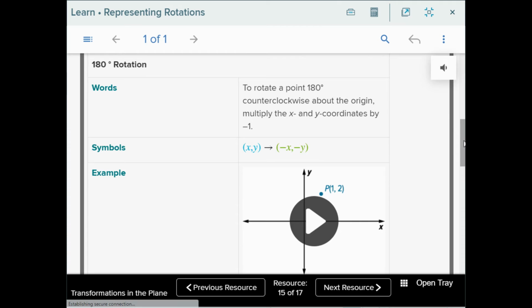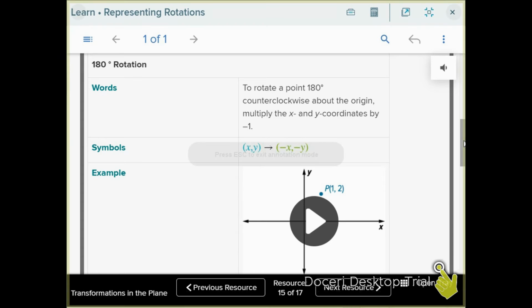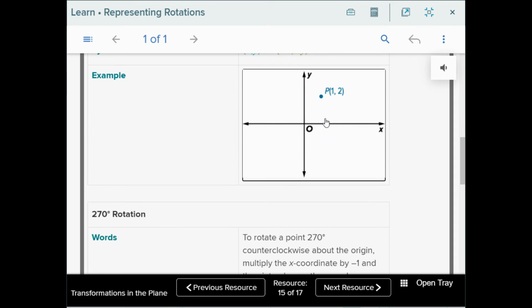For a 180-degree rotation, this is actually the same both clockwise and counterclockwise. For 180 degrees, you multiply both the x and y coordinate by -1. So this one's pretty simple. If you start off with x, y, your ending coordinate is -x, -y. So your points are just opposite. If we look at 1, 2, it becomes -1, -2, which we'll see in this picture. Let's travel 180 degrees, or half of a circle, and we end up on the opposite side at -1, -2.